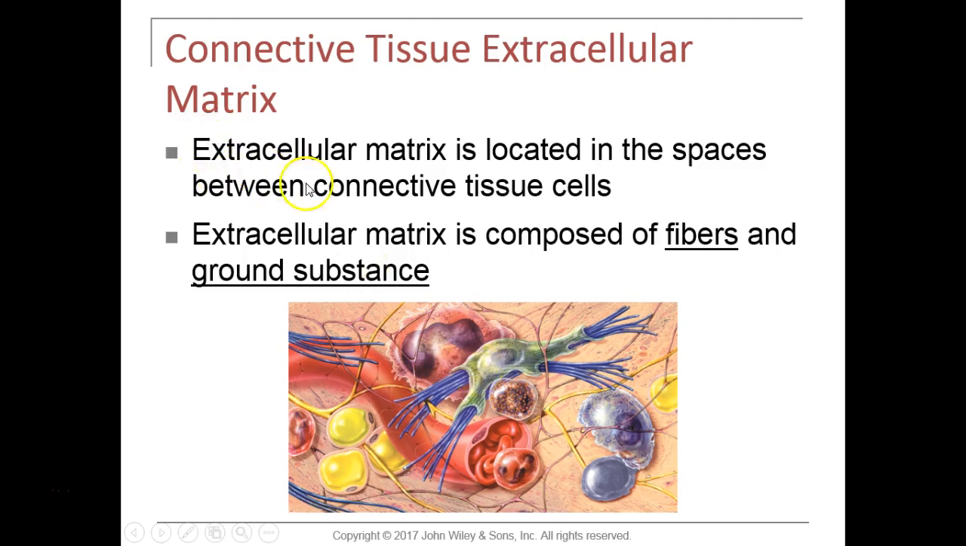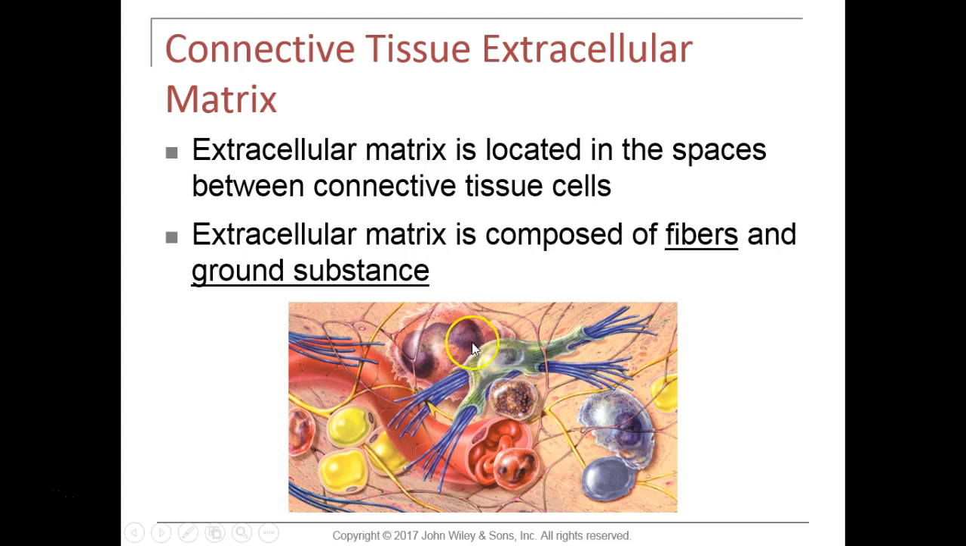Now, the extracellular matrix is basically everything that's on the outside of the cells. It's composed of all of the fibers and what we call ground substance. There's three basic types of fibers. There's elastic fibers, reticular fibers, collagen fibers. Not all connective tissues have all three fibers. Some of them do. Some of them have more reticular fibers than the other ones. Some have more elastic fibers. It depends on the connective tissue example that you're studying and learning about.